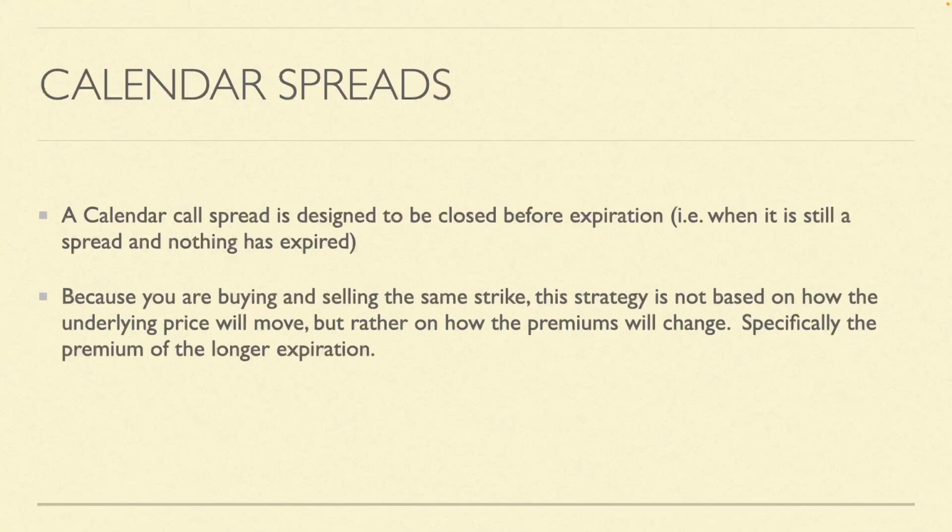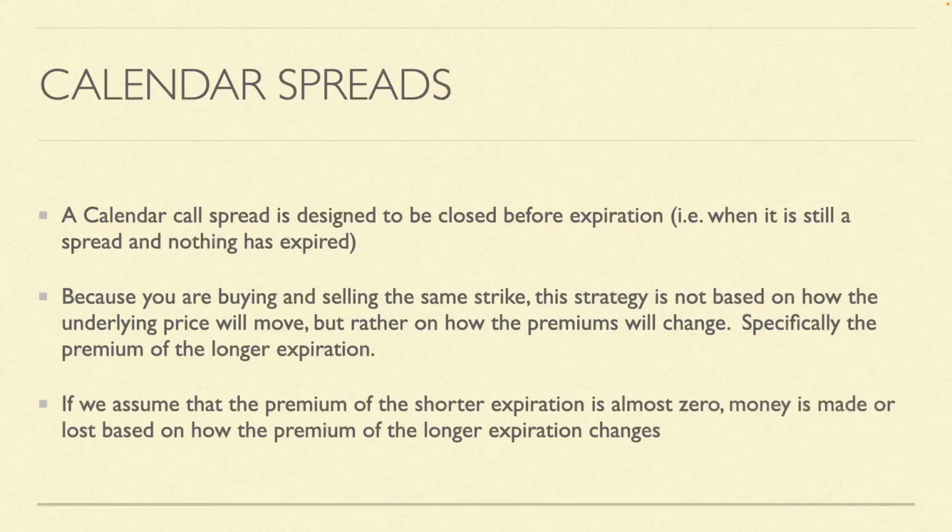Because you are buying and selling the same strike, this strategy is not based on how the underlying price will move, but rather on how the premiums will change, specifically the premium of the longer expiration. If we assume that the premium of the shorter expiration is almost zero when we close it, money is made or lost based on how the premium of the longer expiration changes.